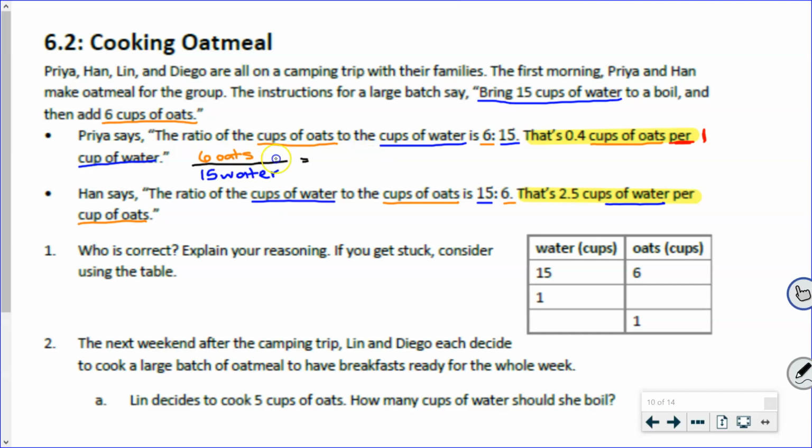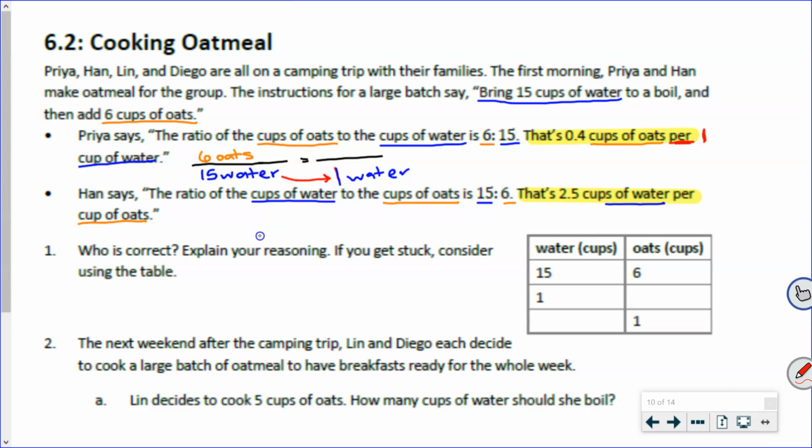Knowing that this is 6 cups of oats per cup of water, and per means 1 cup of water, that means I'm going to try and change this 15 to a 1. I want that to be just 1 cup of water. How does a 15 change to be a 1?